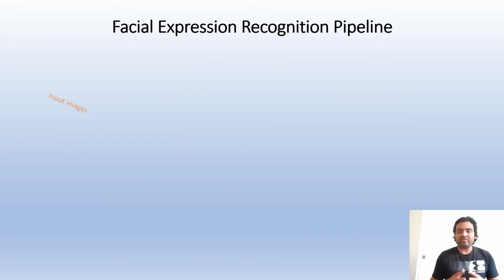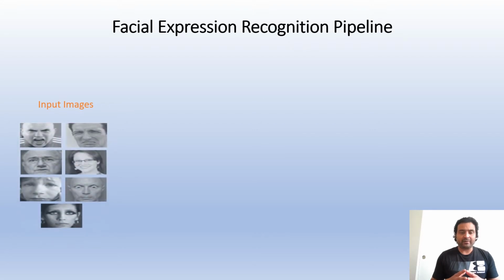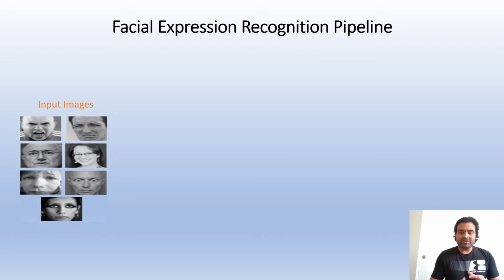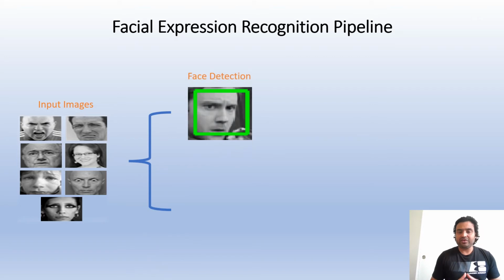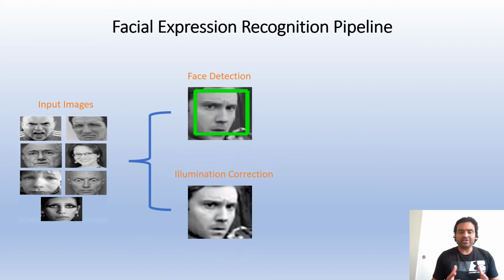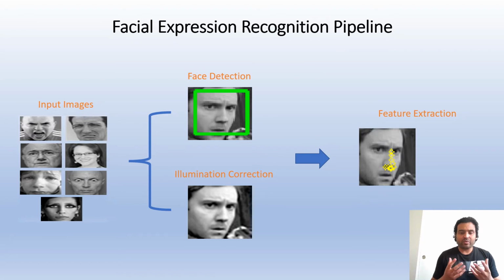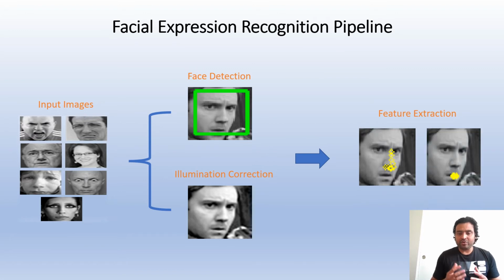So let's talk about the facial expression recognition pipeline. We have the input images, we do the face detection, then we perform the illumination correction. When you click a picture in very bright light, your pictures get blurred. In order to improve the quality of the picture, we perform the illumination correction. We do the feature extraction, where we extract the most prominent parts of the face, like eyebrows, eyes, nose, mouth, and the jaw.